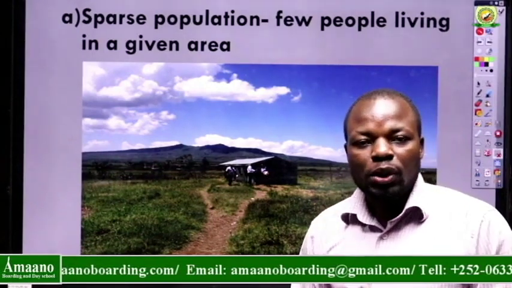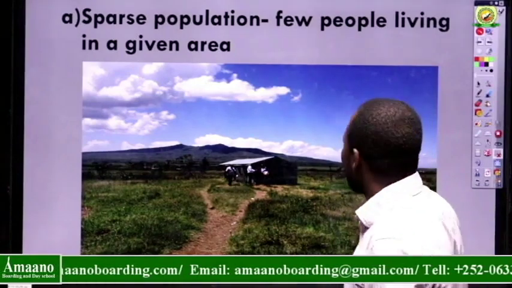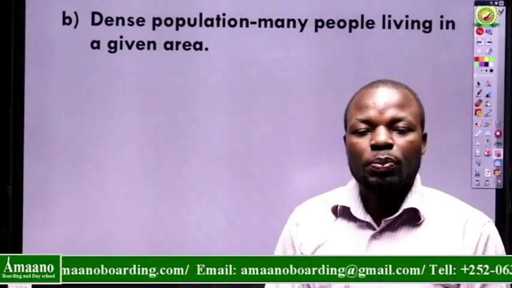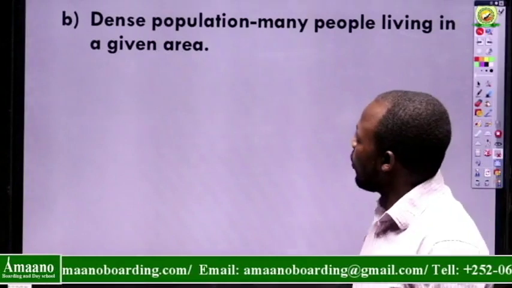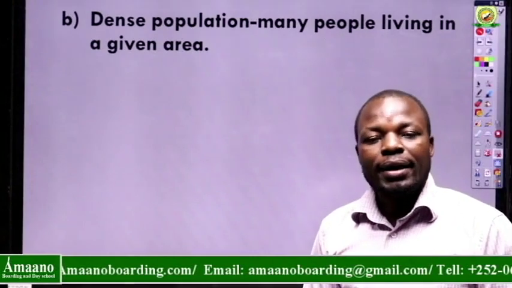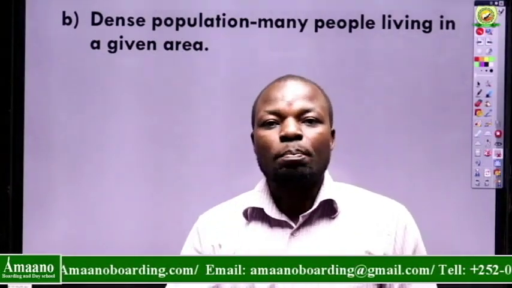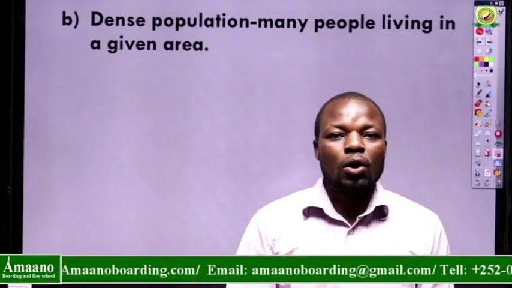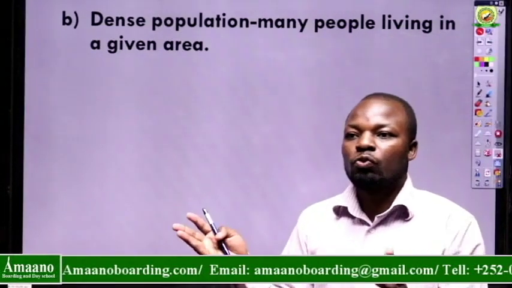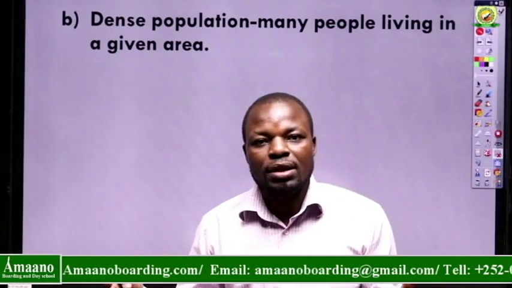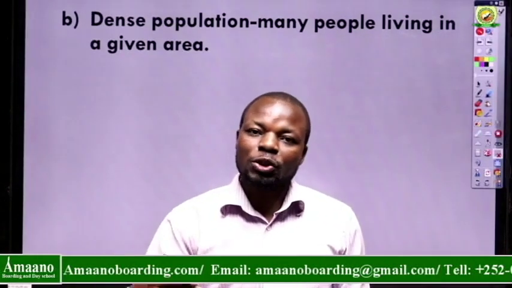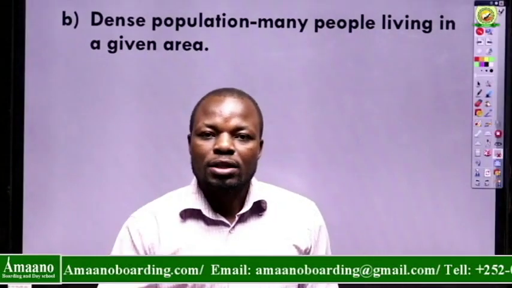The second type of population is dense, like I had said before. Dense population is the opposite of sparse. Sparse population has very few people living in it, while dense population is where there are many people living in a given area. How are we able to identify this? By looking at the number of houses or households. If you view a given place and see very many buildings, very many houses, then that place has a large population. It has high population. So the population can either be sparse or dense.